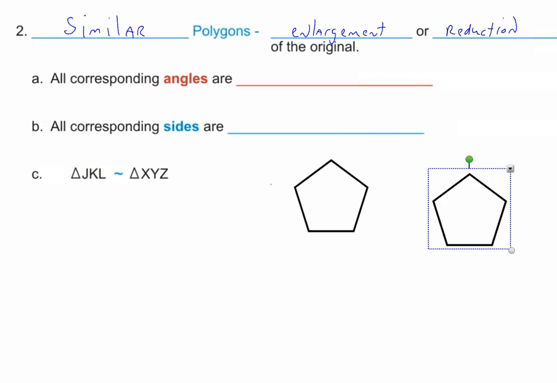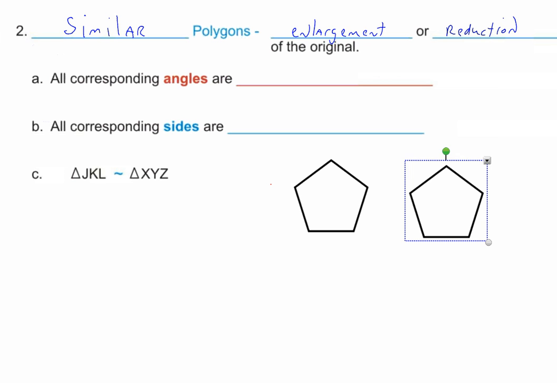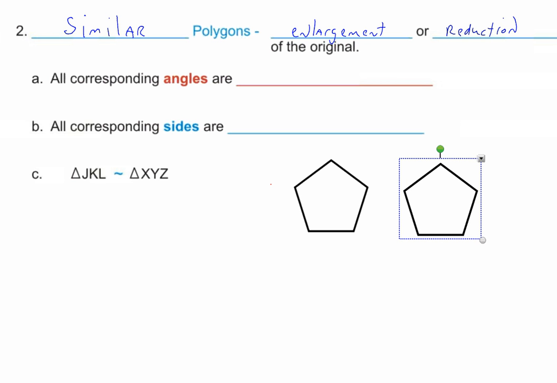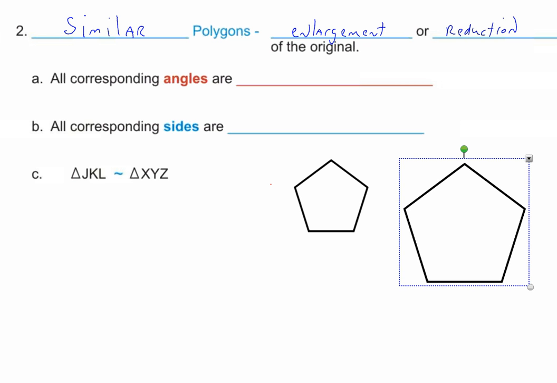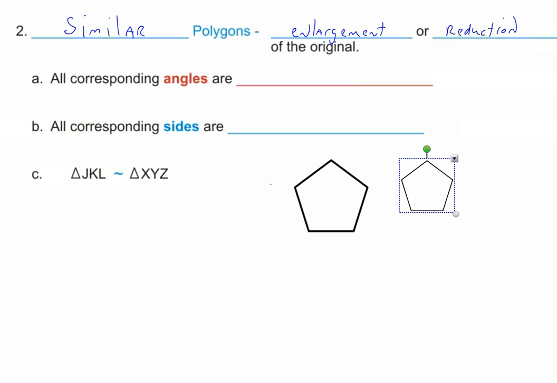Right now, those are congruent. Those are congruent. But if I take it by the corner and enlarge it, those are similar. Those are similar polygons. If I take the original and reduce it, those are similar polygons. So notice what happens with the angles and notice what happens with the sides.